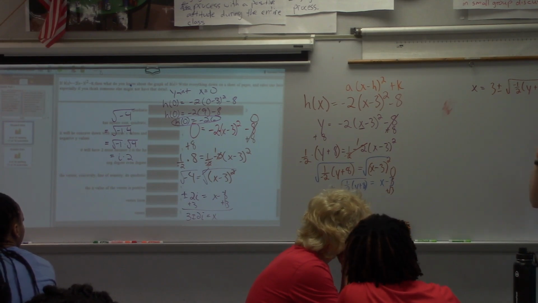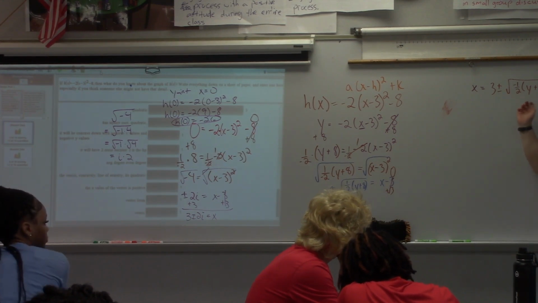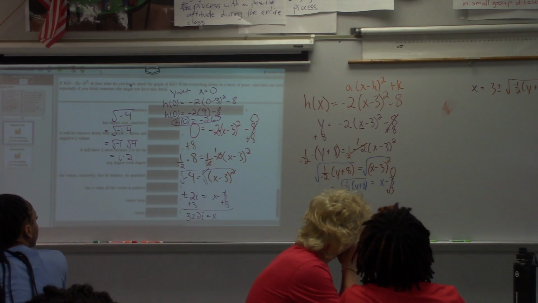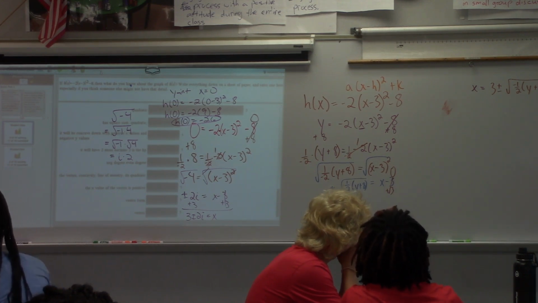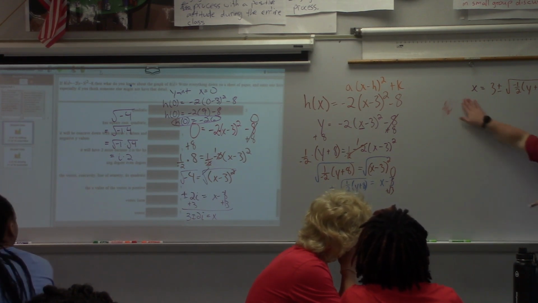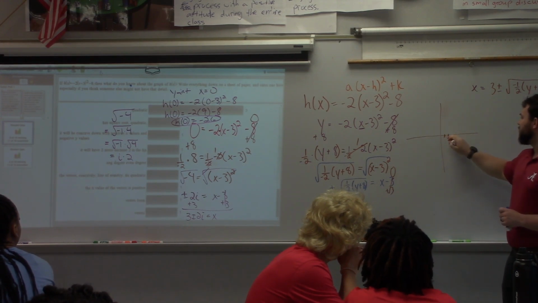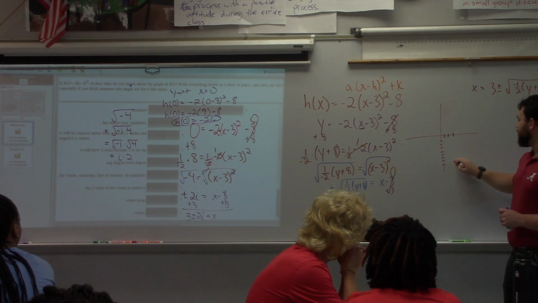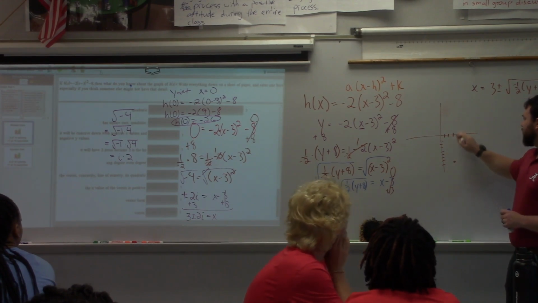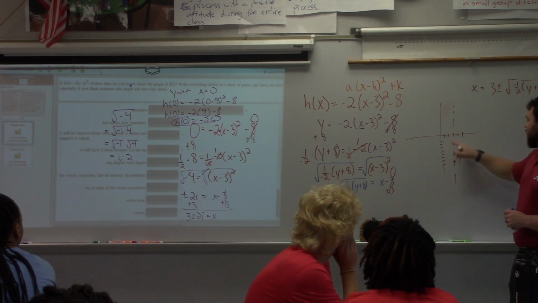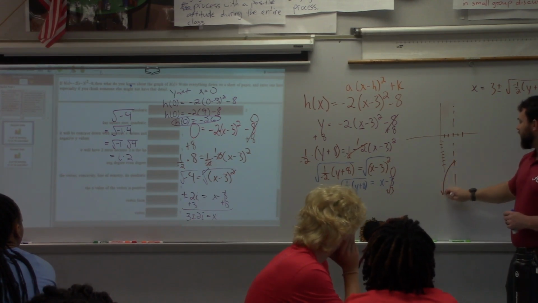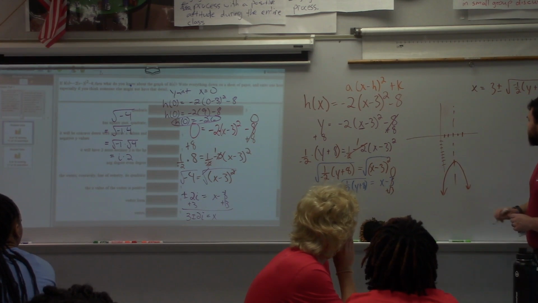What would I need to do to this equation, though, if I wanted it to be a function? Restrict the domain. One thing I would point out about this equation, we've identified all those different features, right? 1, 2, 3, 1, 2, 3, 4, 5, 6, 7, 8. So 3, negative 8 was our vertex. That was where our line of symmetry was. There's no x-intercepts because it's going down, right?